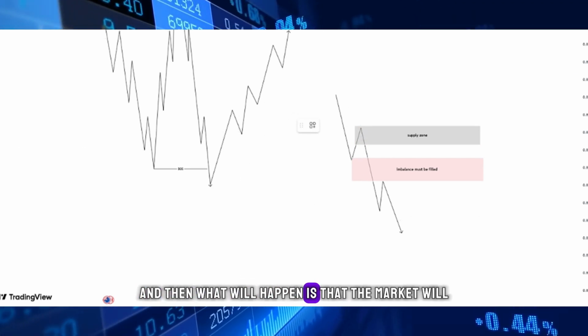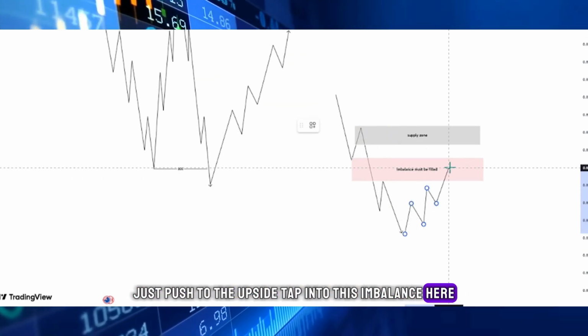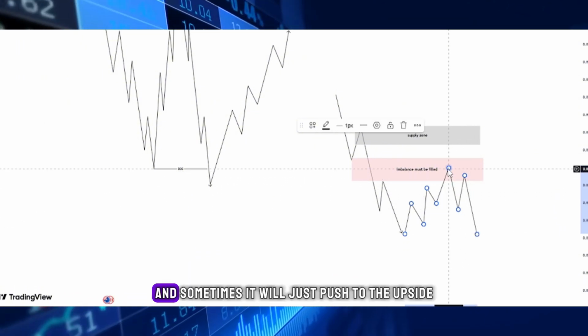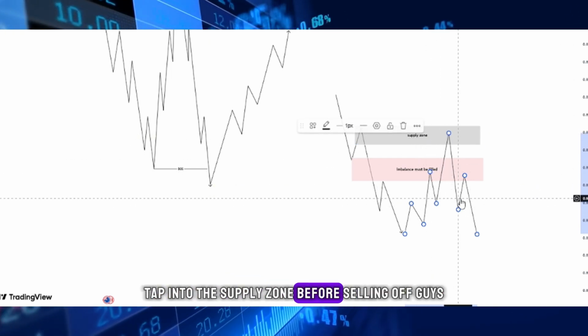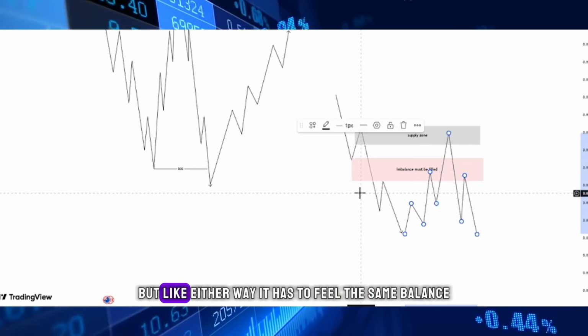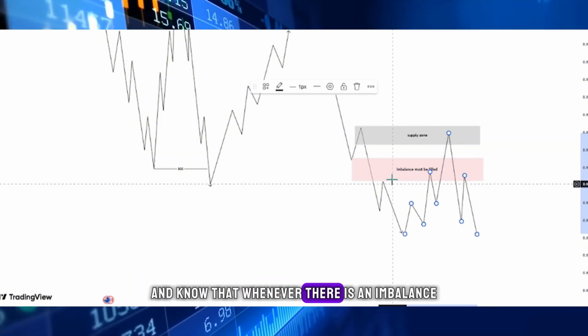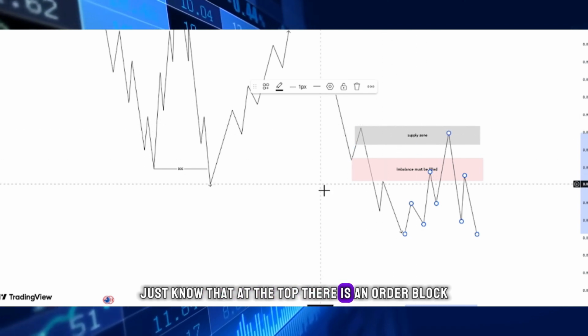And then what will happen is that the market will just push to the upside, tap into this imbalance here, and then react to it nicely, giving you a change of character. And sometimes it will just push to the upside, tap into the supply zone before selling off, guys. But either way, it has to fill this imbalance. And know that whenever there is an imbalance at the bottom of the structure, just know that at the top there is an order block.